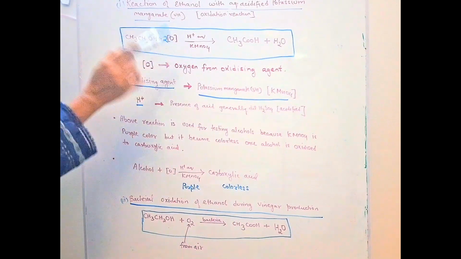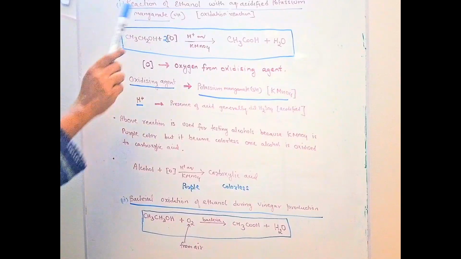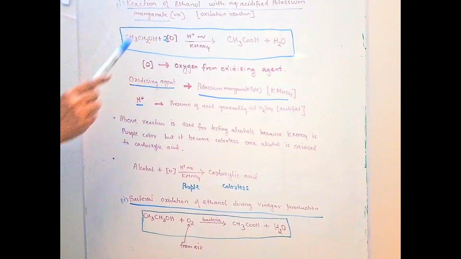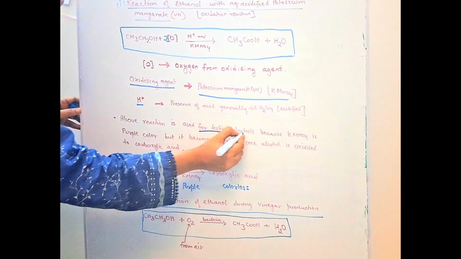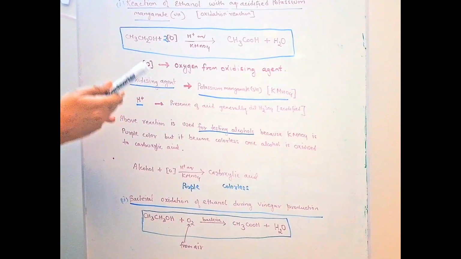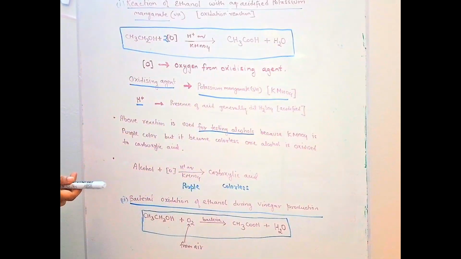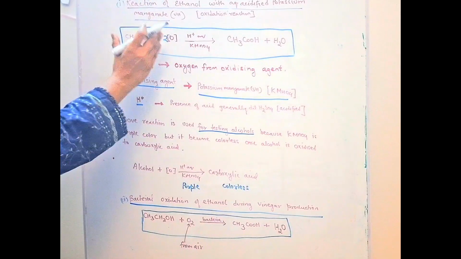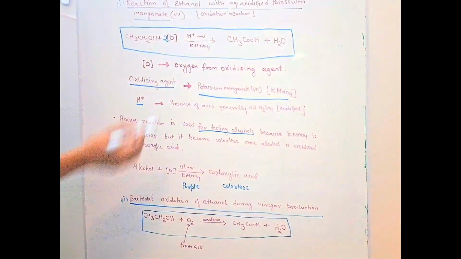Now is there any importance other than making ethanoic acid? Yes, this type of reaction is very important because it is used for testing alcohols. If you study organic chemistry in A level, there you will get the detail of testing of alcohol. Here you just understand that this type of oxidation reaction is used for testing alcohols.